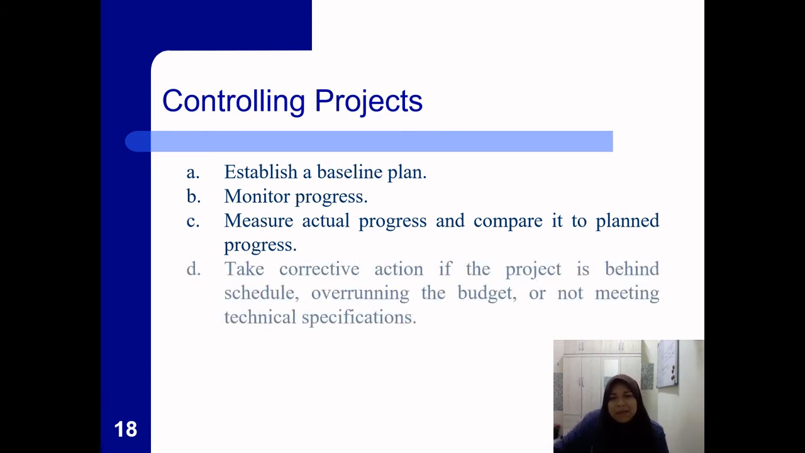Take corrective actions if the project is behind schedule, overrunning the budget, or not meeting any technical specifications. For example, you're supposed to rent the venue in June, but someone else had booked that venue because you're late, or because someone else had come earlier. So you need to come up with a corrective action. You still need to complete that task within July, but you may need to go to other venues. So you need to come up with corrective actions to ensure that this project does not go behind schedule.